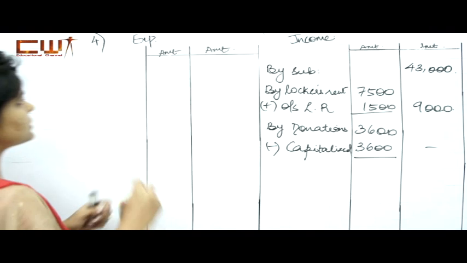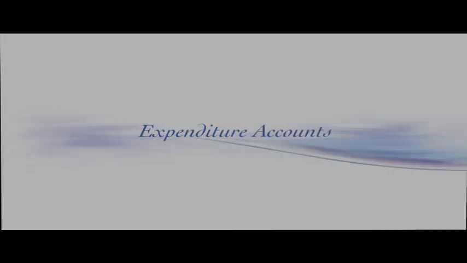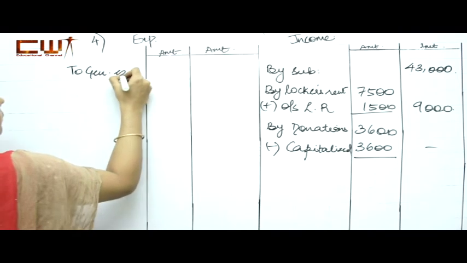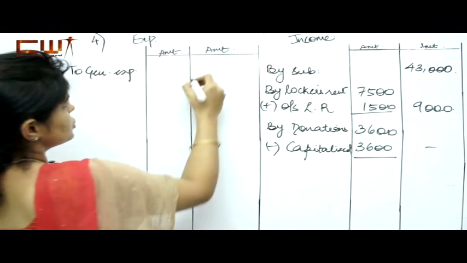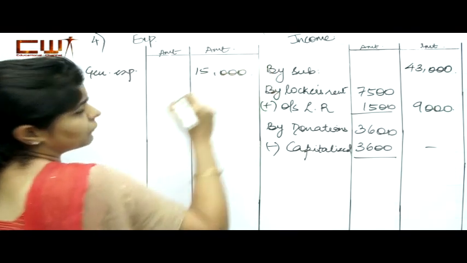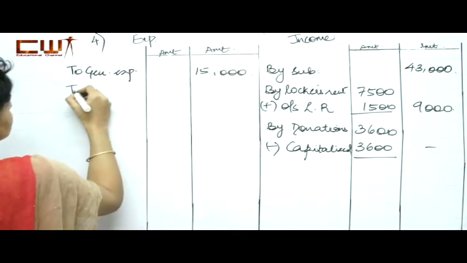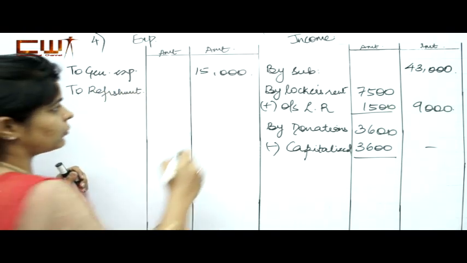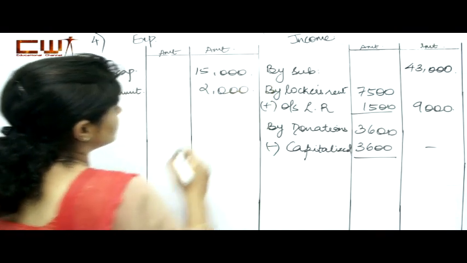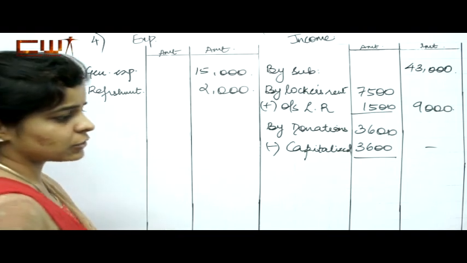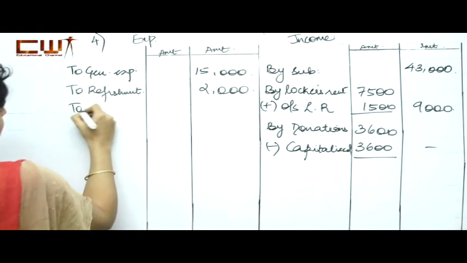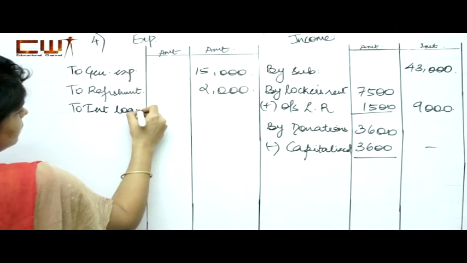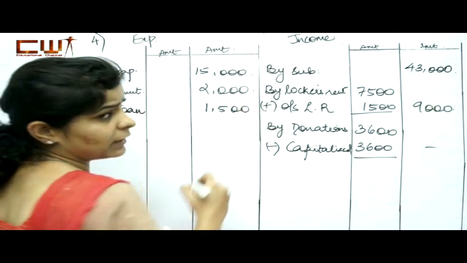We come on to the expenditure side. To general expenses, right? How much? 15,000. Then to refreshment, how much refreshment is given to you as? 2,000 is given as a refreshment amount. Interest on loan 1,500. To interest on loan, 1,500 is given to you.